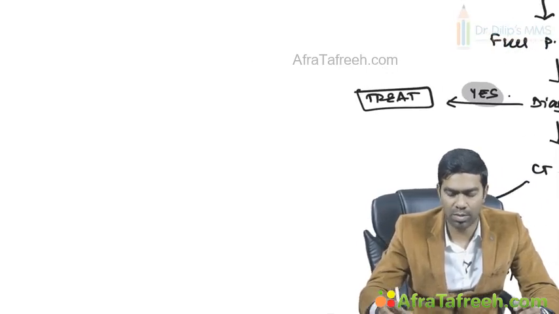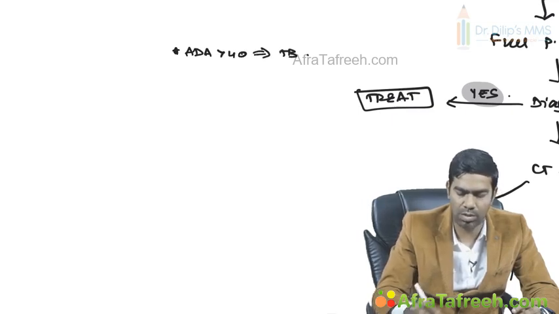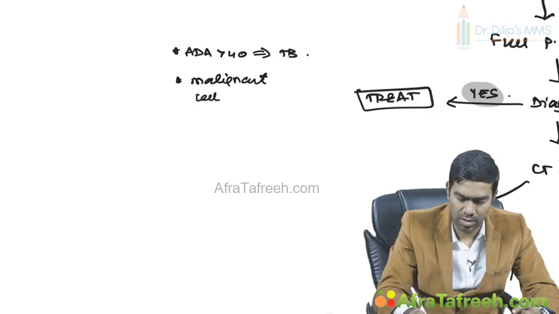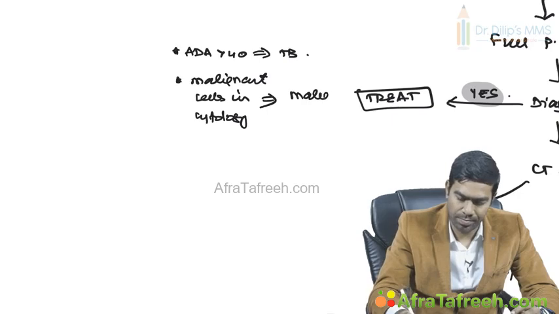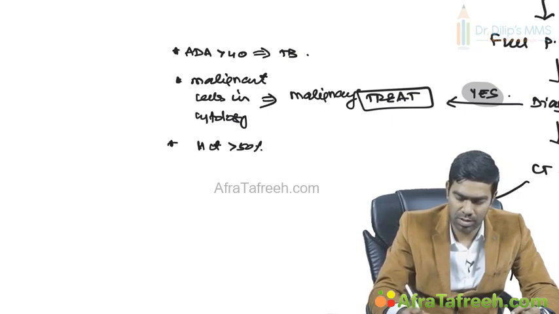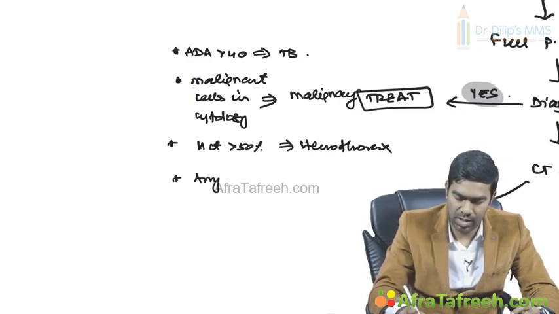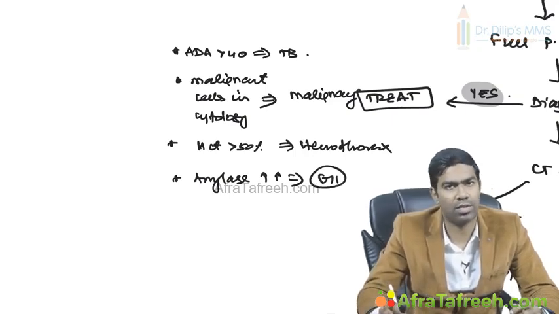So whenever I told you, if the diagnosis is made, how you are going to make a diagnosis? For example, a lot of ways you can make a diagnosis. Like for example, if ADA is more than 40 in India, it is supposed to be tuberculosis. If you see malignant cells in cytology, it is supposed to be a malignancy. Or if the hematocrit is more than 50% of the blood hematocrit, then you can consider a hemothorax.